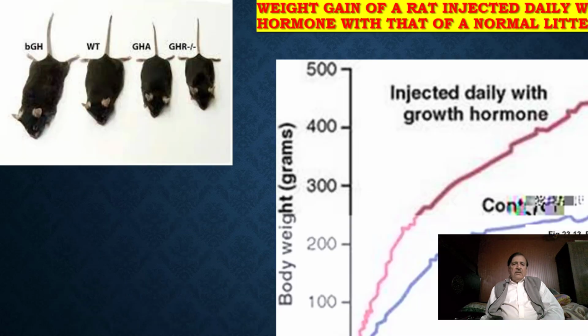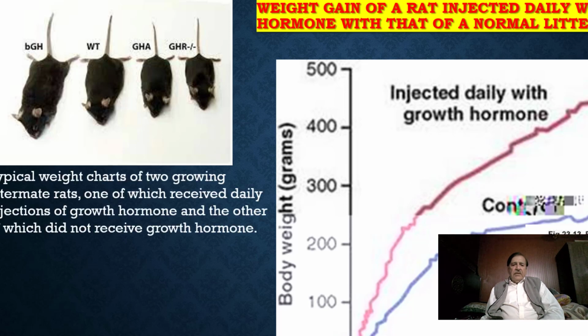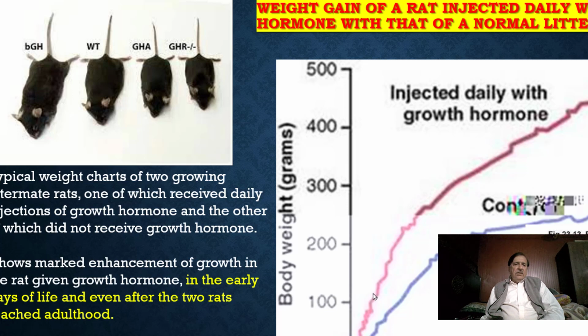Weight gain of a rat injected daily with growth hormone compared with that of a normal littermate. In this graph, this is the number of days and the vertical line shows increase in body weight. It is a typical weight chart of growing littermate rats, one of which received daily injection of growth hormone and the other of which did not. One was put on growth hormone daily injection and the other was put on normal diet.